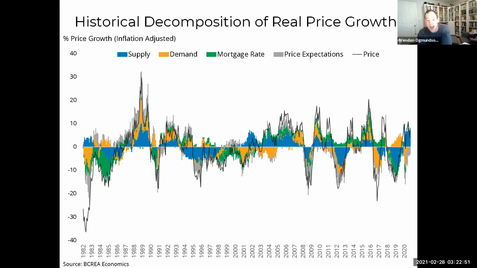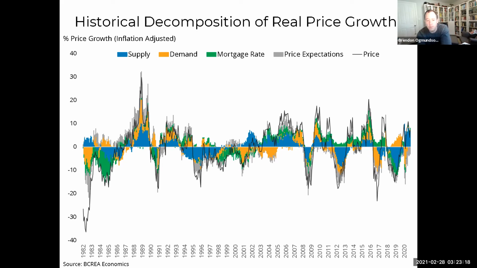That shows up as a big spike in price expectations, but that was also a time when we had a very undersupplied market. Listings were really low, and so supply was putting upward pressure on home prices as well. Throughout the next couple decades, things were certainly interesting, but we had a very low supply era throughout the mid to late 90s.